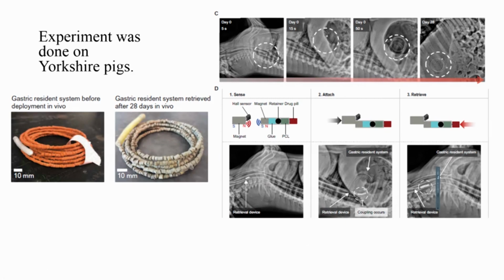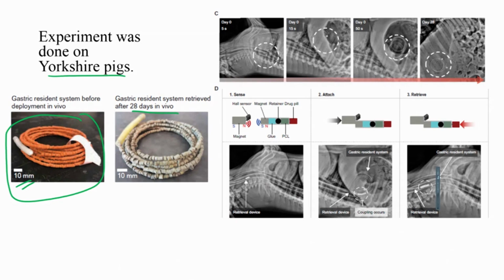So, then they went ahead and did an experiment on again the Yorkshire pigs, as we discussed previously. It is a good model, they are similar weight as humans, and especially their gastronomy is very similar to human gastronomy. So, here is a particular implant that they put, just for the scale they put a 10 millimeter scale bar, and this is what they get after retrieving it 28 days after putting it in the pig. So, you can see that the device, even though it looks fairly discolored at this point, it has maintained its shape, as well as the whole of the device has been able to be retrieved.